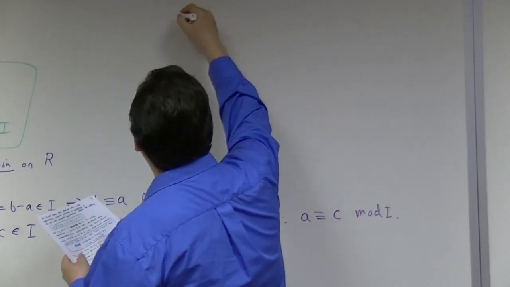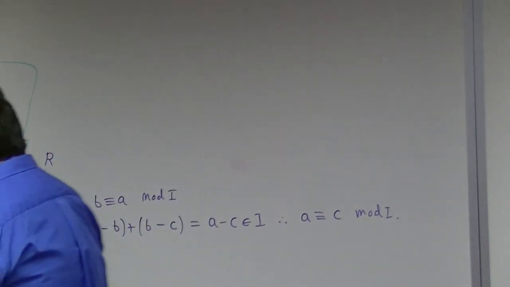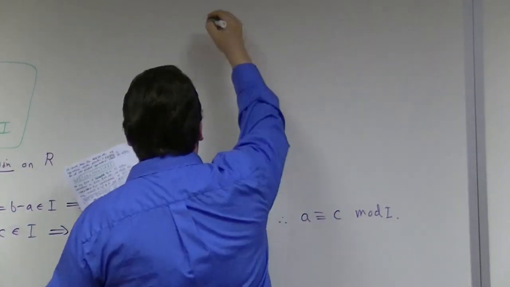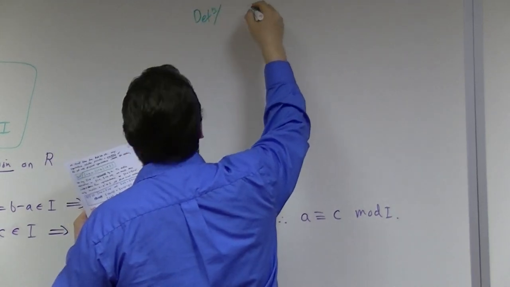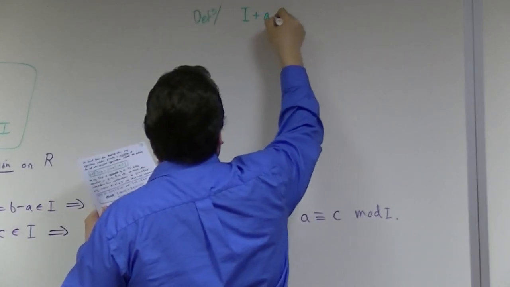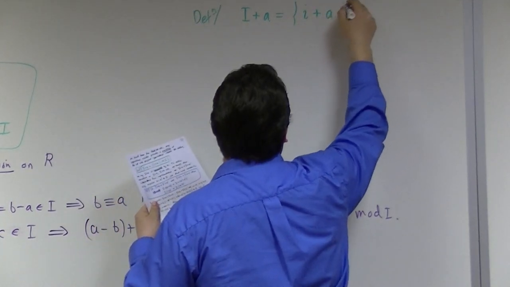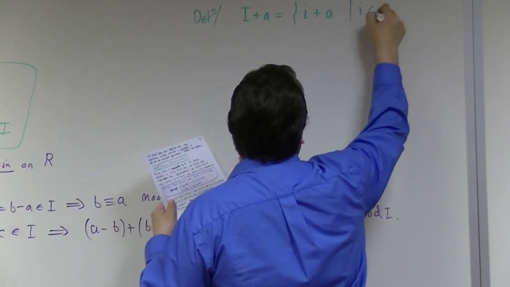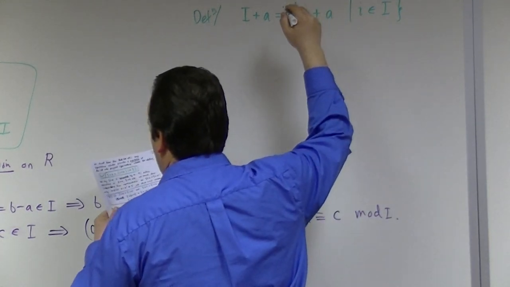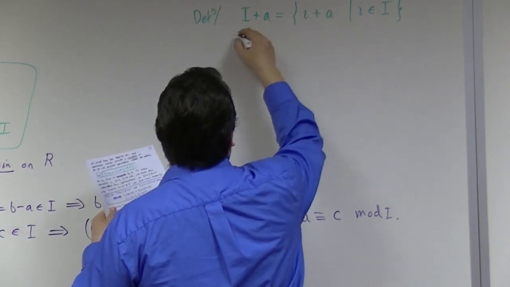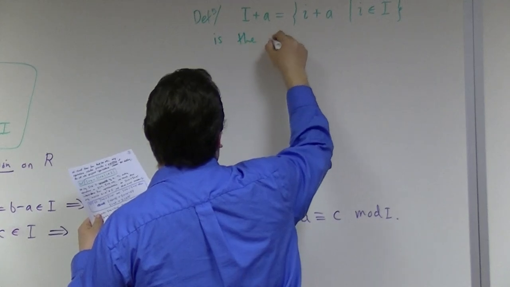So we give a definition. I plus A is the set of i plus A, such that i is in I. That is the equivalence class.